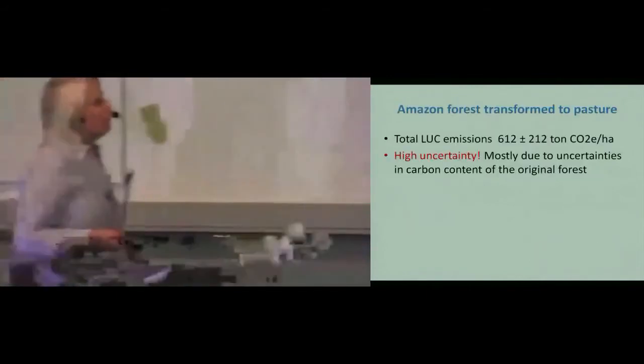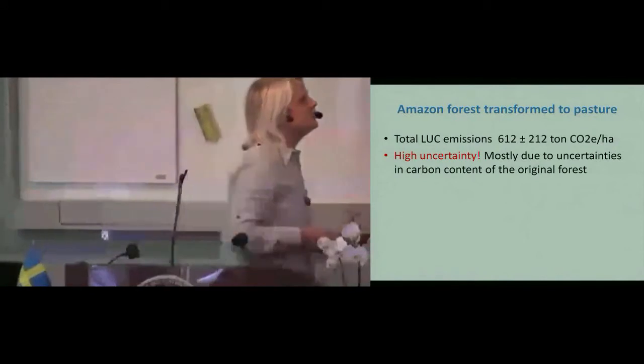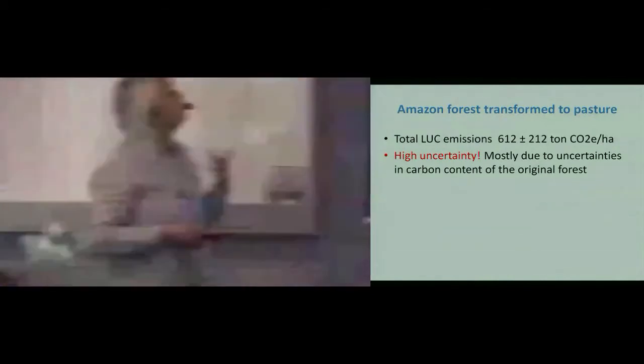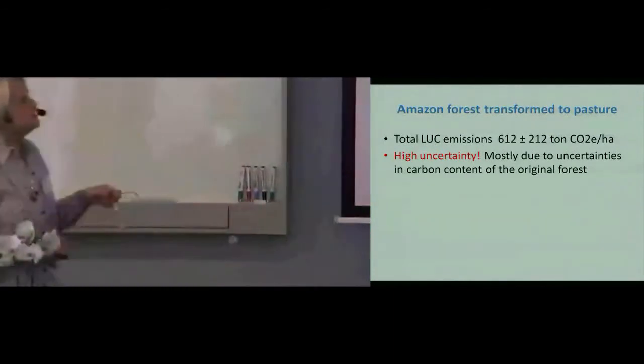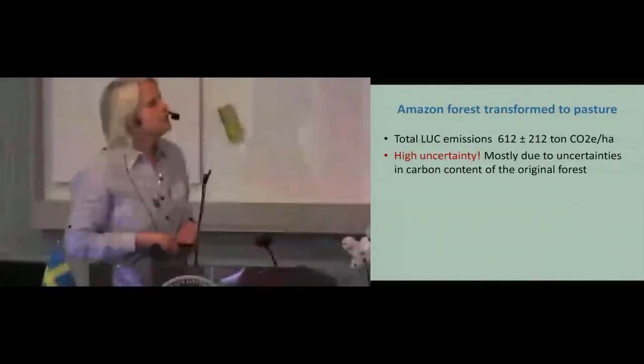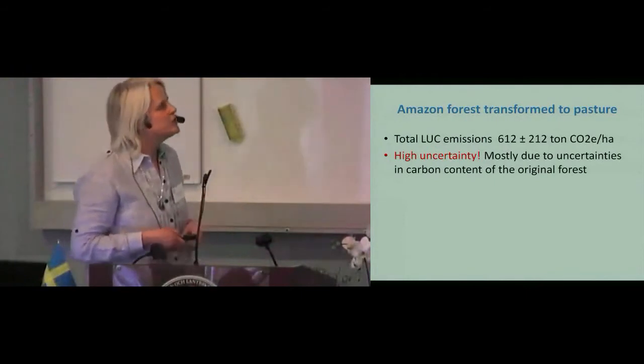And when we calculated for this, we got extremely high land use change emissions. So this is when you convert 1 hectare of Amazon forest into agricultural land. It's a total emission, this transformation of land, of over 600 tons CO2. It's extremely a lot. It's very much.